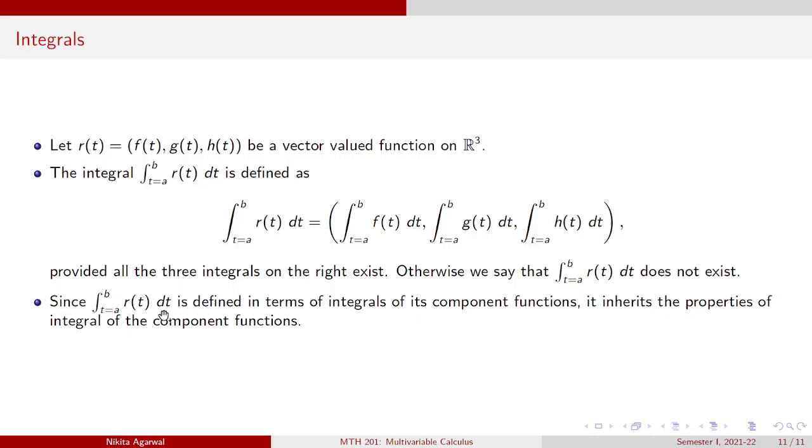Now since this is defined in terms of integrals of its component functions, whatever properties you had for integrals for functions from R to R, all those properties will transport to this vector valued function, right? So this is a similar note that I made while defining continuity, differentiability and limits, that whatever properties the component functions have, the same properties are inherited by the vector valued function. So this is where we stop, and we'll continue our discussion on vector valued functions in the next lecture as well.